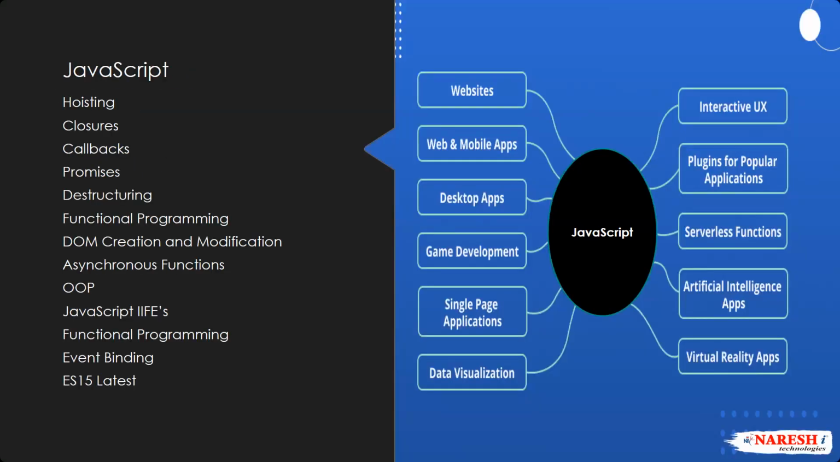And usually JavaScript is used in various places. Actually, JavaScript is used in various concepts, various locations. JavaScript is used for creating interactive user experience. It is used for designing plugins for applications. It is used to create serverless functionalities. It is even used in artificial intelligence apps.